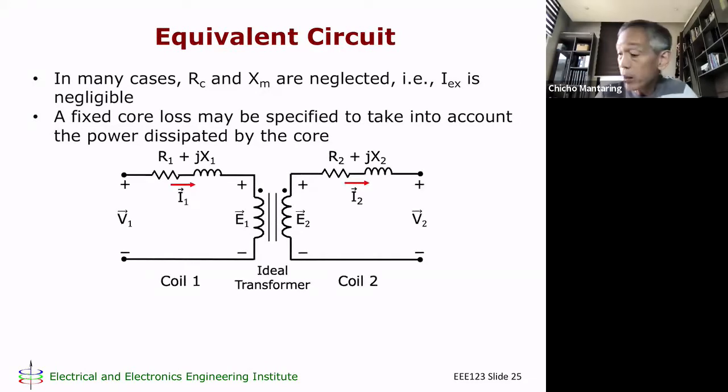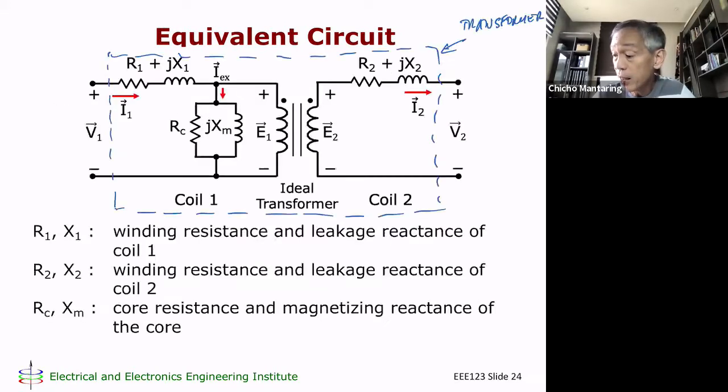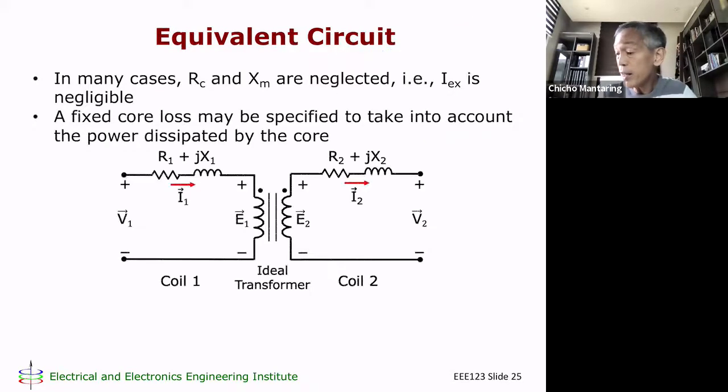So if we take out RC and XM, so tinanggal natin yan dito. By the way, that could have been referred to the primary or could have been referred to the secondary. Going back to this thing, it is referred to the primary, but it could have been actually referred to the secondary. So we take that out. This is what is left. This is still my transformer. Ito pa rin yung transformer ko.